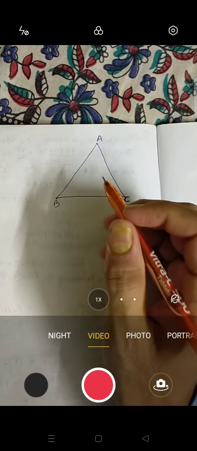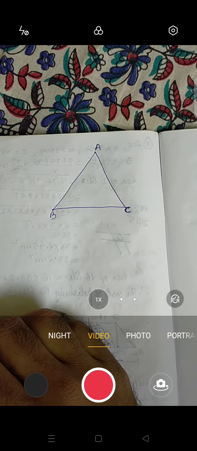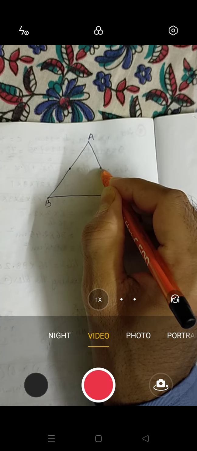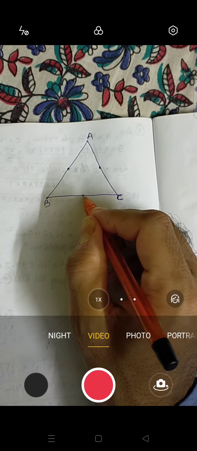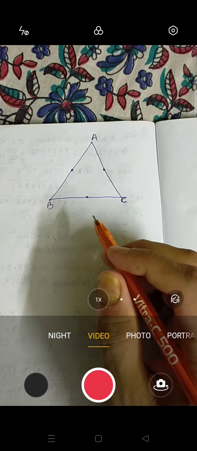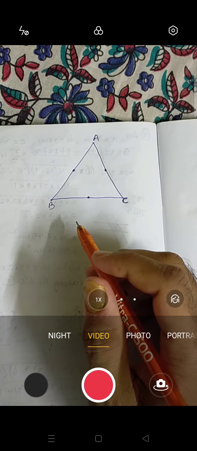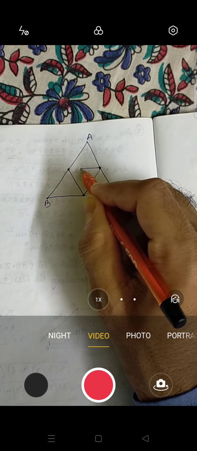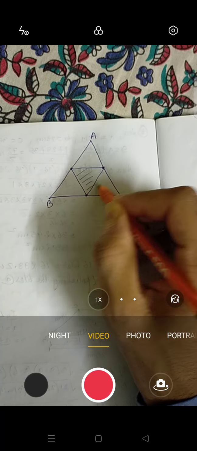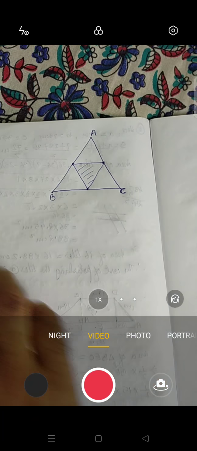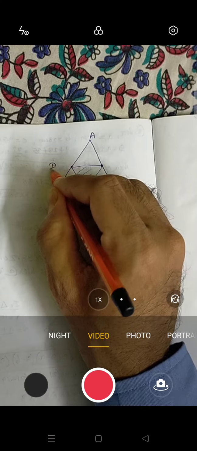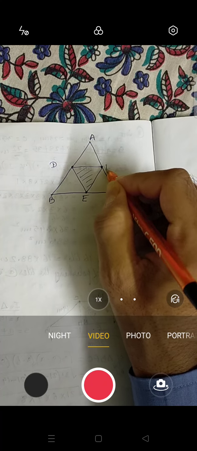Now the vertices have been given. In the question it is said to find the area of the triangle formed by joining the midpoints. So here this is a midpoint, this is a midpoint. Midpoint means the middle point, and this is the midpoint. So you have to find the area of the triangle formed by joining the midpoints. That means if I join this, this and this, you have to find the area of this triangle. Now let us suppose that this is D, this is E and this is F.